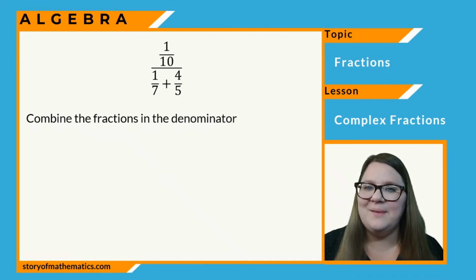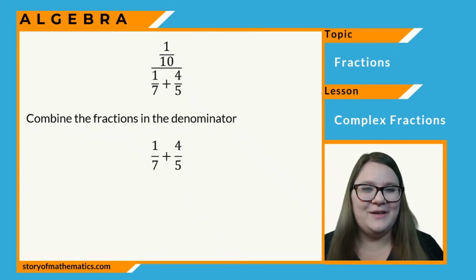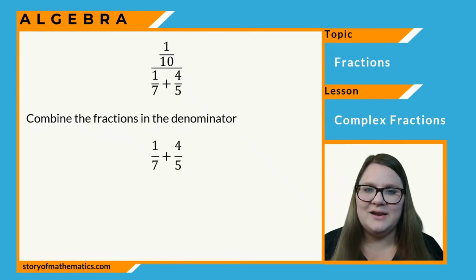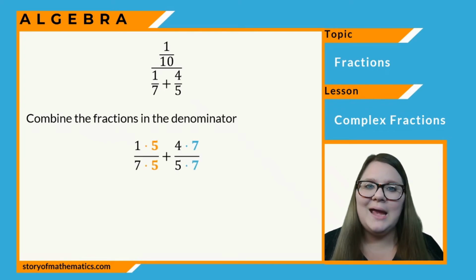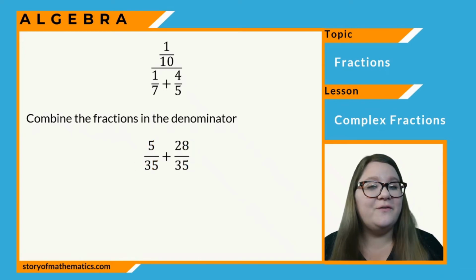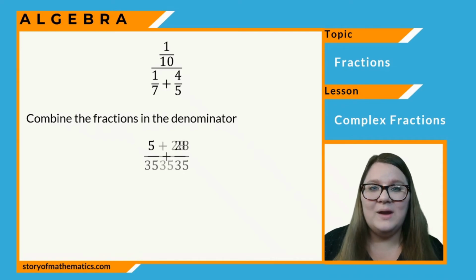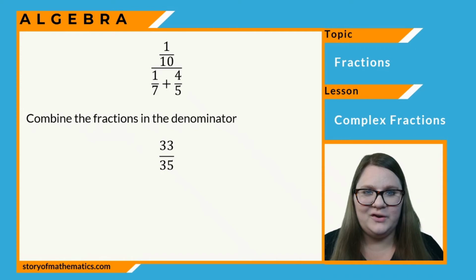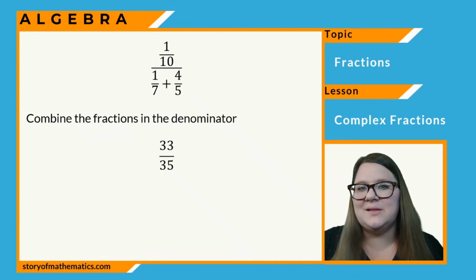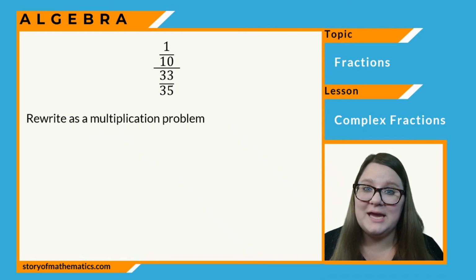And now I'll be able to simplify the denominator. 1/7 plus 4/5. Well, the common denominator here is 35. So I'll multiply the first fraction by 5 on top and bottom, and the second fraction by 7 on top and bottom. When I do that, I end up with 5 over 35 plus 28 over 35. When I add the numerators together, I end up with 33 over 35, and that's what I'll replace the current denominator with.